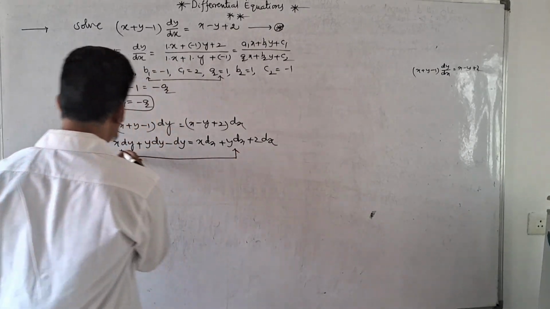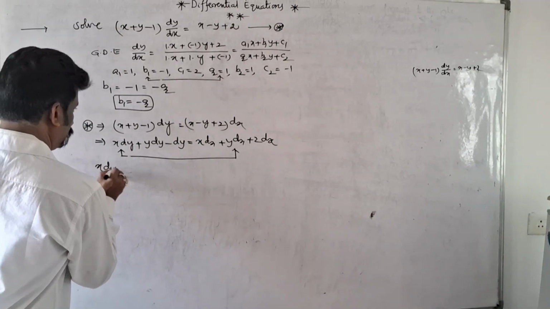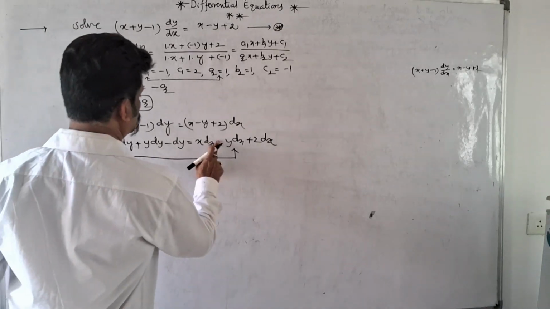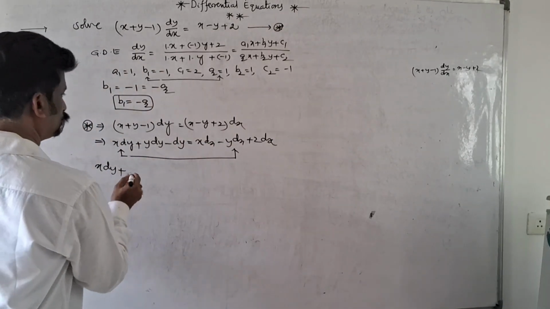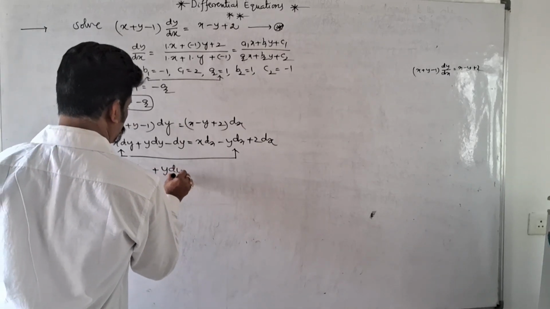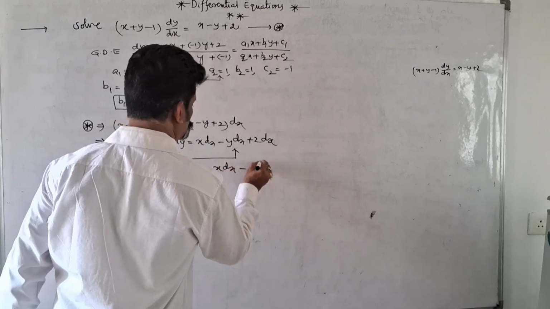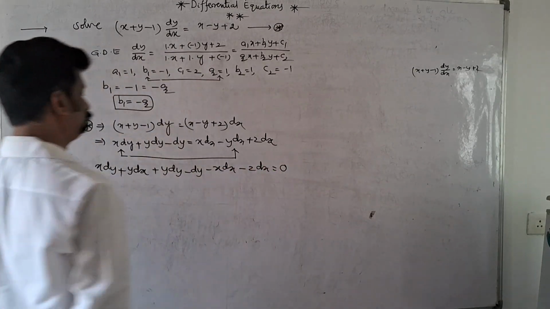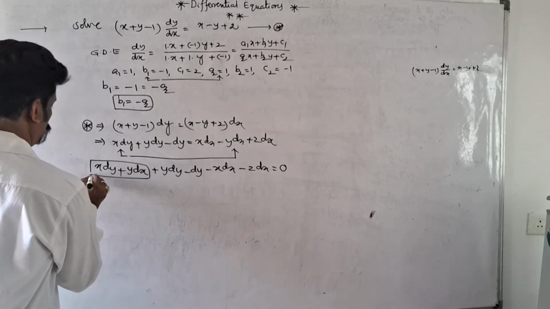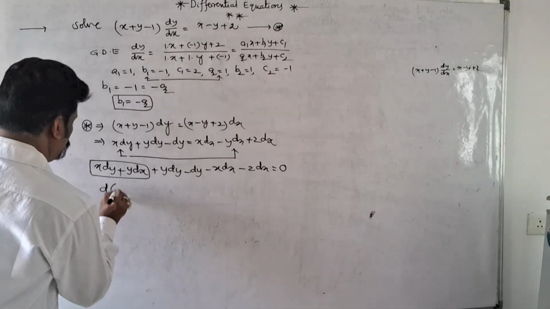This one is a mixed family, x and y. Mixed means x and y family. So x dy plus y dx plus y dy minus dy minus x dx minus 2 dx is equal to 0. Now this part, you have to concentrate: x dy plus y dx. That is equal to derivative of xy.